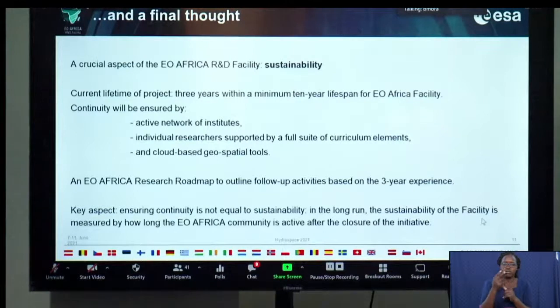We see the R&D facility as a platform of exchange of ideas, tools, and algorithms. So we will work on this, and this is the key message from Zoltán Bekári, the PI of the project, and we are all in line with him, and this is part of ESA's objective also, to have a sustainable EO-Africa R&D facility.